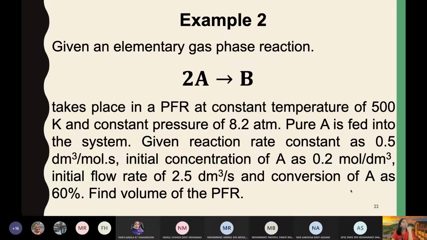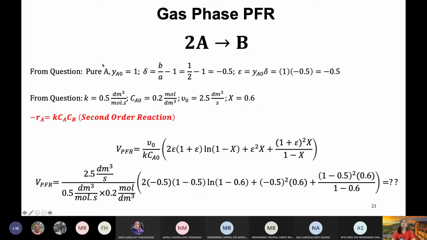Okay, next. Conversion 60%, so X is 0.6. They ask us to find the volume. So we want to find the volume. If you look at the information and there is too much, and you don't know how to process it, the easiest way is to look first at the design equation you want to use, or the final equation that you need to use.